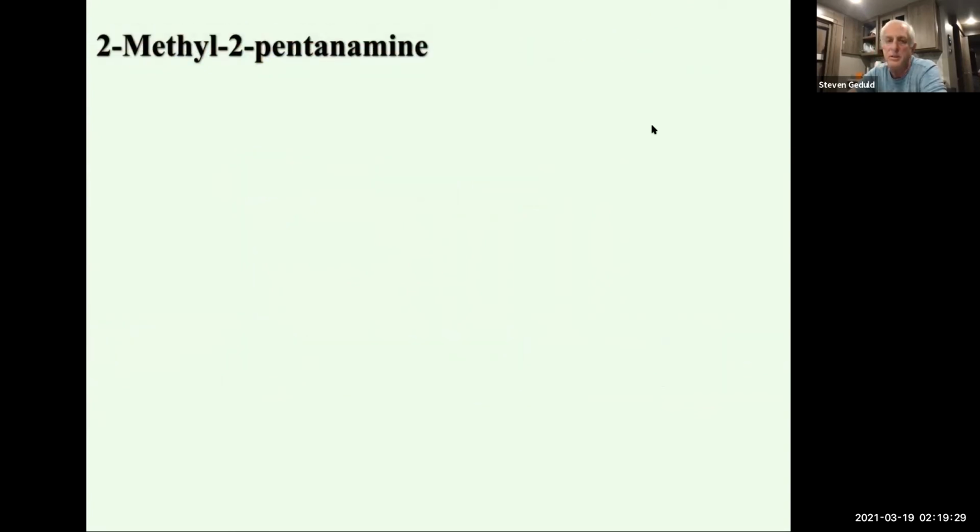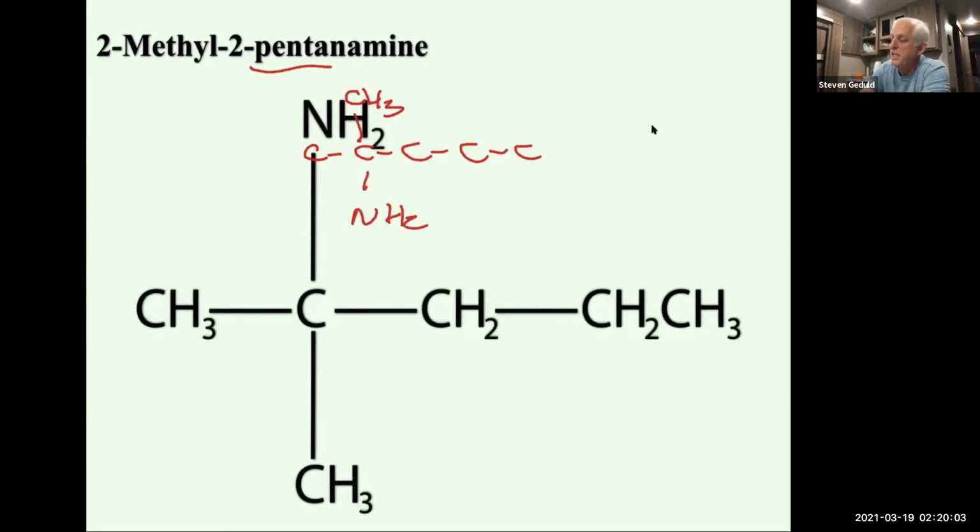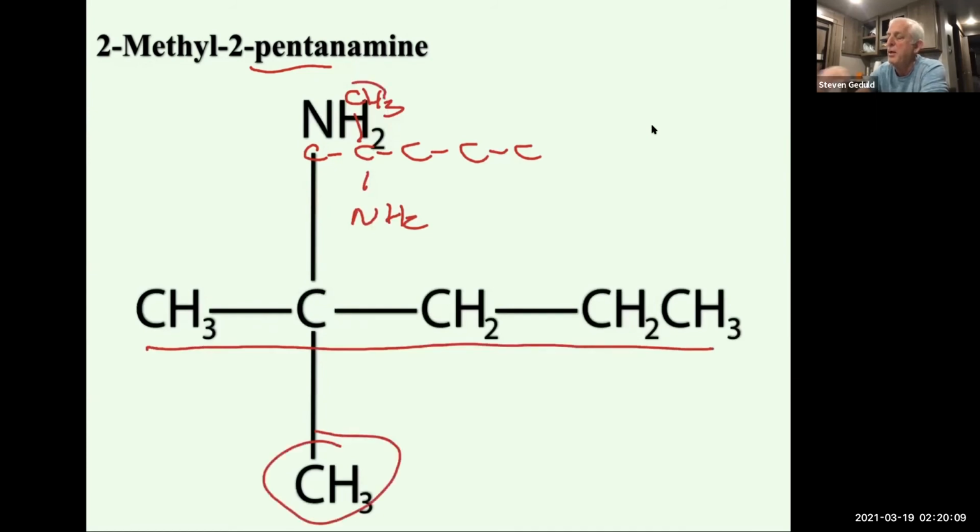2-methyl 2-pentanamine. Okay. So 2-methyl 2-pentanamine. Okay. So pentanamine is 5 carbons, right? So where are we at? So 2-pentanamine is 1, 2, 3, 4, 5 carbons. At the number 2, there's a methyl group. And at number 2, there's an amine group. So it would look like that. Pentanamine, 5 carbons. At number 2, there's a methyl. At number 2, there's an amine group.